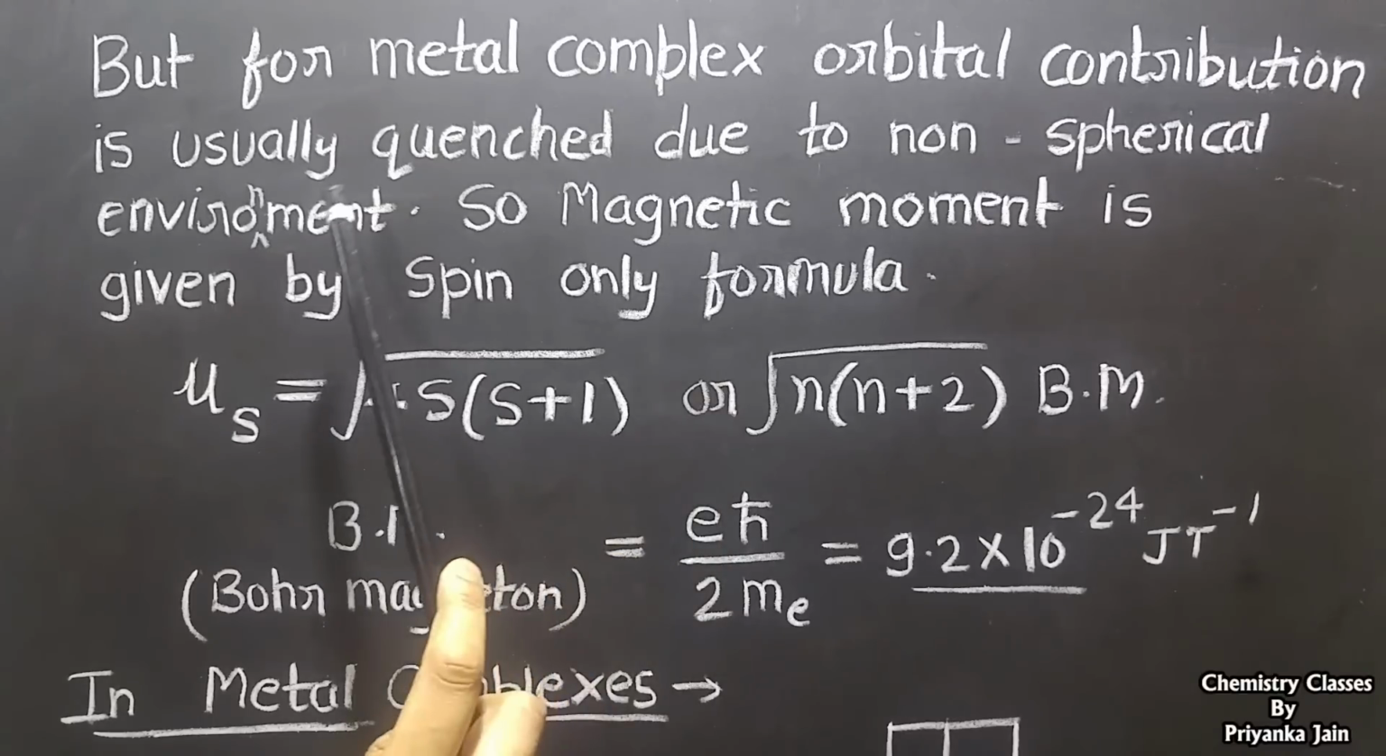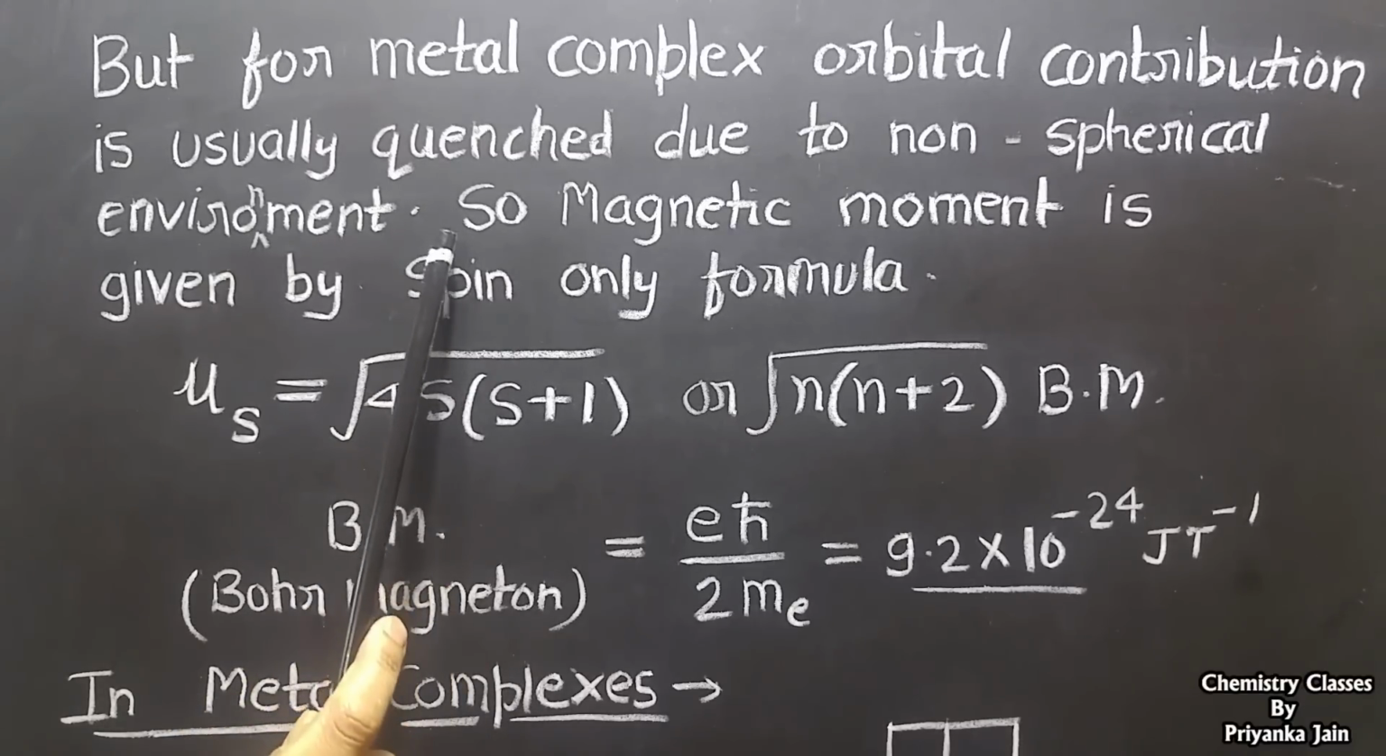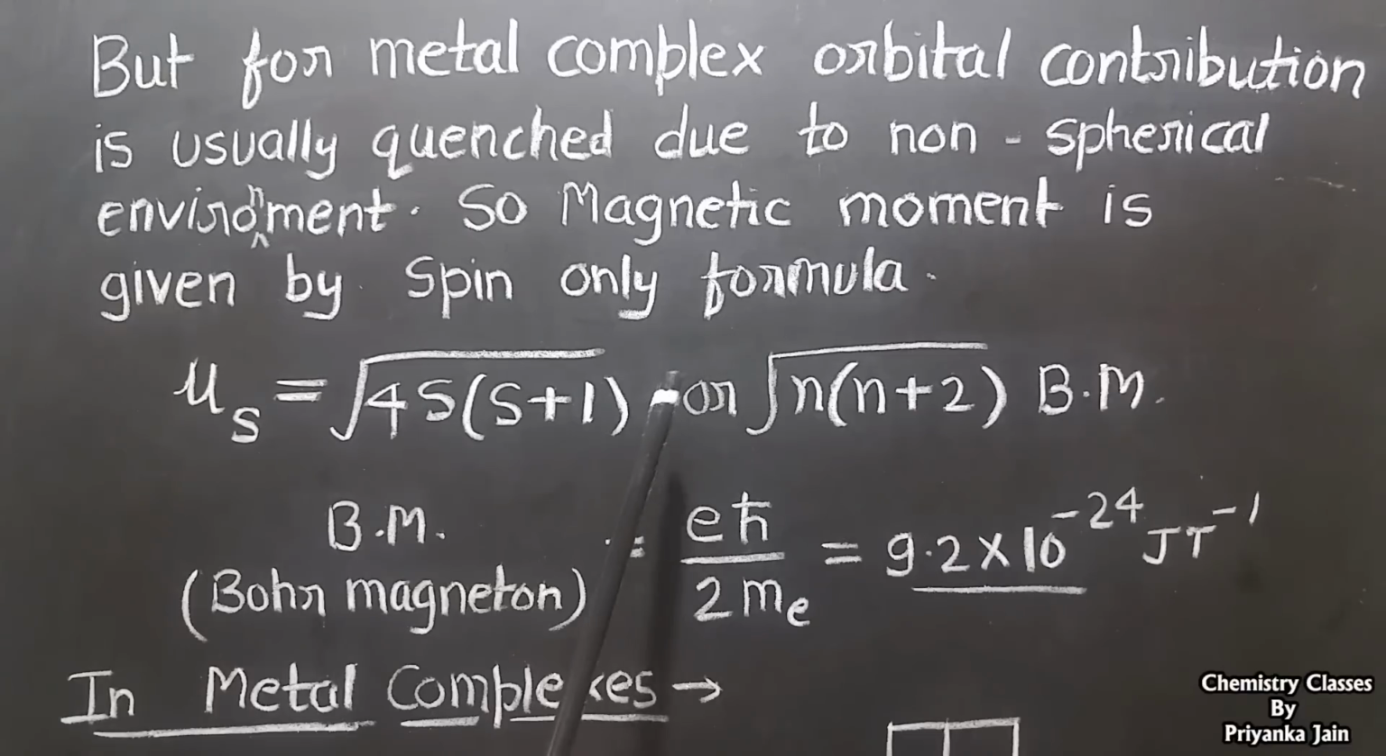Why? Due to the non-spherical environment. About this quenching of the orbital contribution, we will study later. Firstly, we see that in such cases, the magnetic moment is usually given by the spin only formula. What is this formula? That is mu_s equal to the square root of 4S(S+1), or it may be the square root of n(n+2) BM, where n is the number of unpaired electrons, S is the spin quantum number, and BM is the Bohr magneton, that is the unit of the magnetic moment.